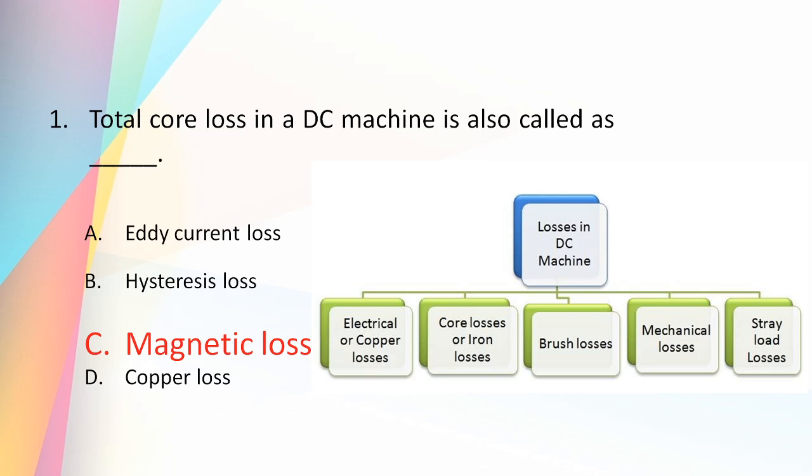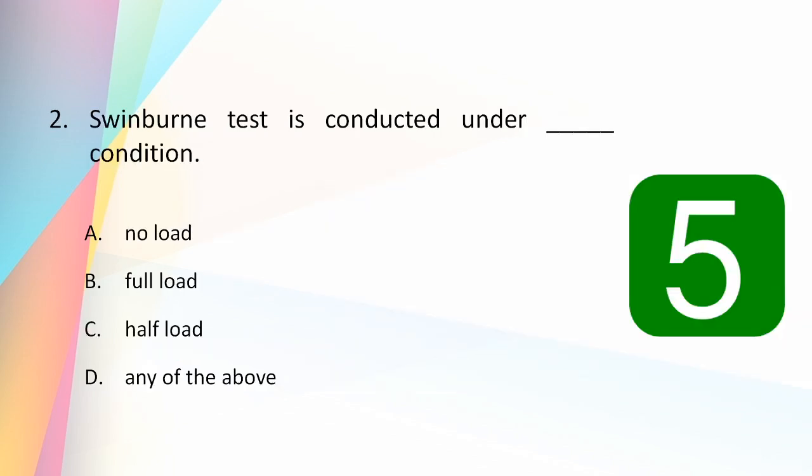Basically in a DC machine, the different types of losses are electrical or copper losses or I squared R losses, then core losses or iron losses or magnetic losses, brush drop losses, mechanical losses and stray load losses. So these core losses are also called as magnetic losses or iron losses.